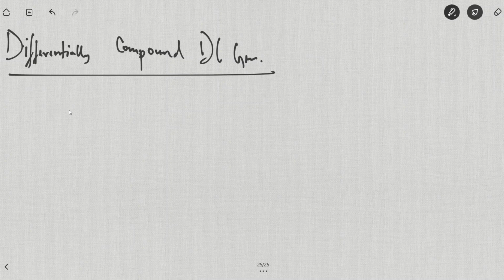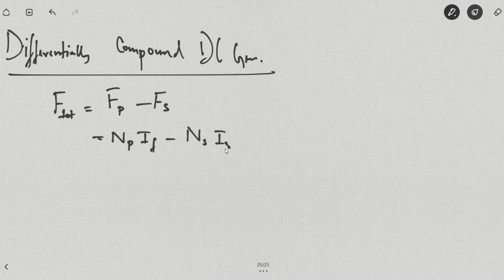case. Our differentially compound DC generator is different. The total magnetic field here will be Fp minus Fs. Instead of it being Fp plus Fs, we have here Fp minus Fs, where Fp will be equal to Np into If minus Ns into Is.